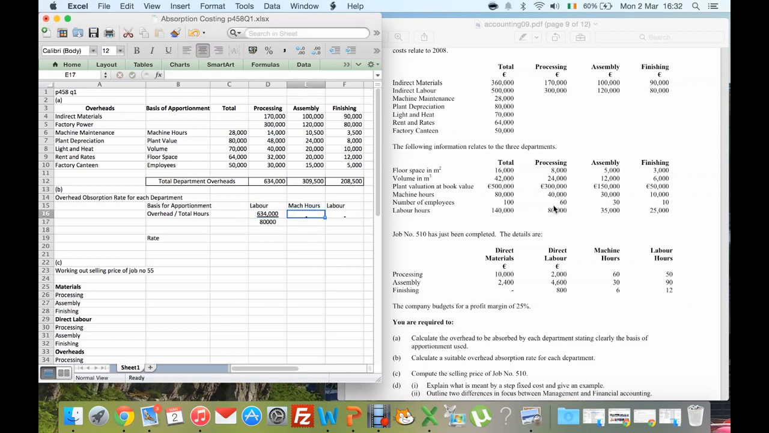In the processing department, the overhead is 309 there, and it's based on machine errors. So the machine errors in the assembly department is 30,000. And the finishing department, we've decided to do it based on labour errors. So again, I'll have my overheads divided by the total number of hours. So it's labour errors, we decided, so 25,000.